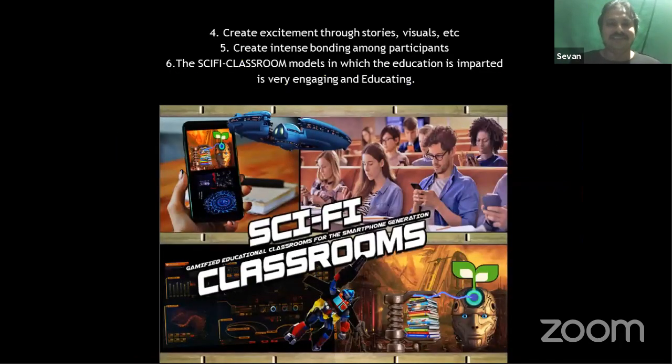Excitement through stories, visuals, etc. Since there are stories and visuals, it creates excitement. All right. Create intense bonding among participants. Bonding is important. And that's also social networking, educational social networking, since it's all online. The sci-fi classroom models in which the education is imparted are very engaging and educating. It's very sci-fi, and therefore it's engaging and educating.